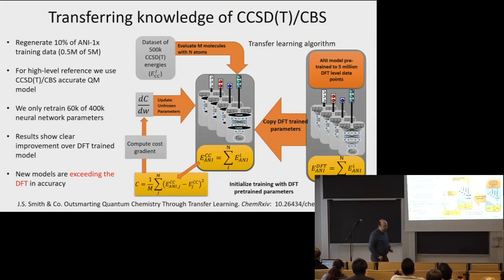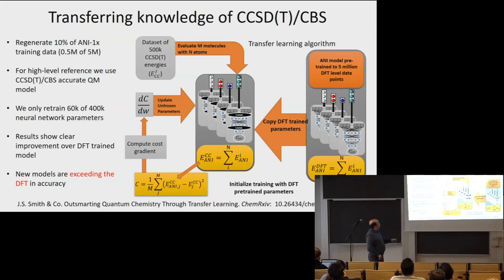And now what we did, we use an idea called transfer learning, because we already have a very nice data set and a trained neural network with the accuracy of DFT. And it would be stupid not to take advantage of all this data. So what we decided to do, for example, is take your DFT trained neural network and copy all these parameters to your coupled cluster neural network. Then we fixed a couple of layers, and so you retrain only part of the parameters of your neural network. And now you train on your coupled cluster data.